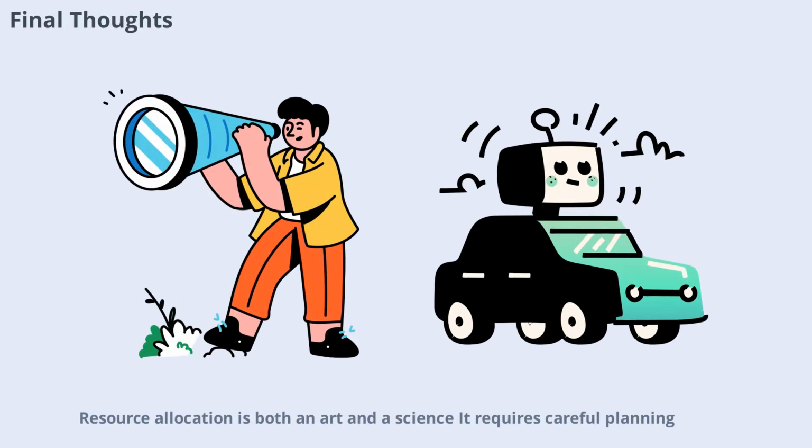Resource allocation is both an art and a science. It requires careful planning, ongoing monitoring, and the ability to adapt to changing circumstances. By mastering these strategies, you'll set your projects up for success and build a reputation as an effective project manager.